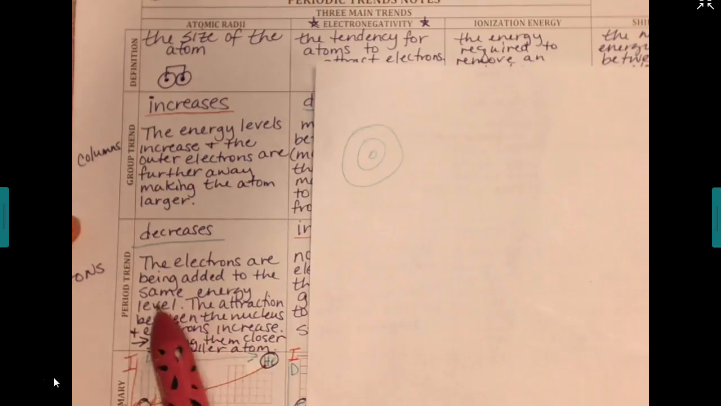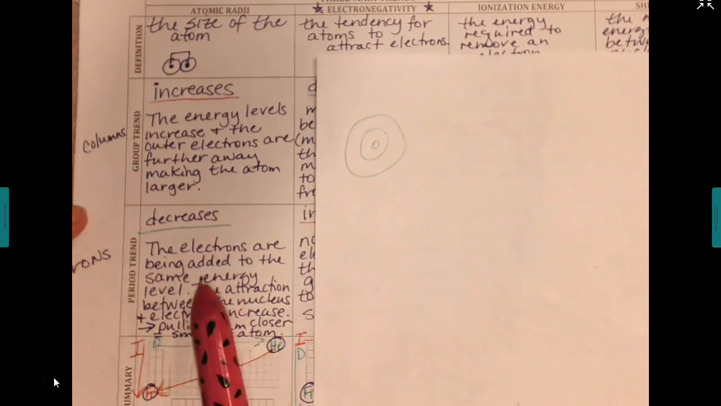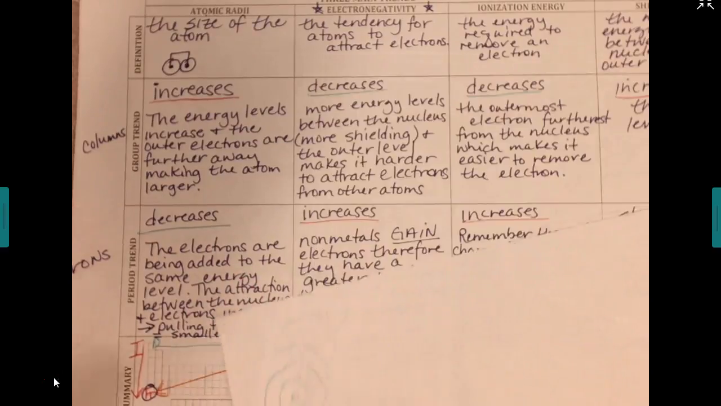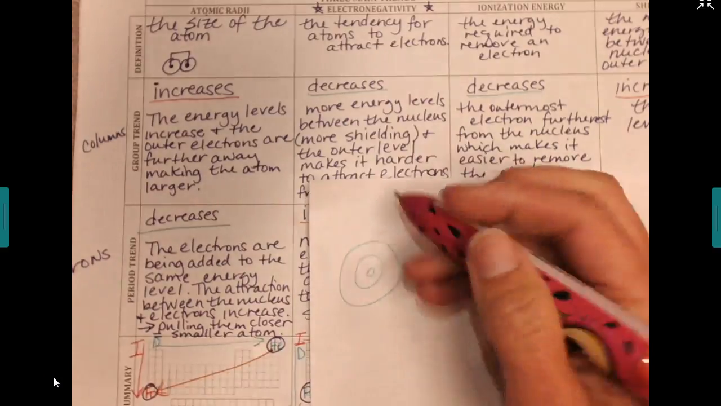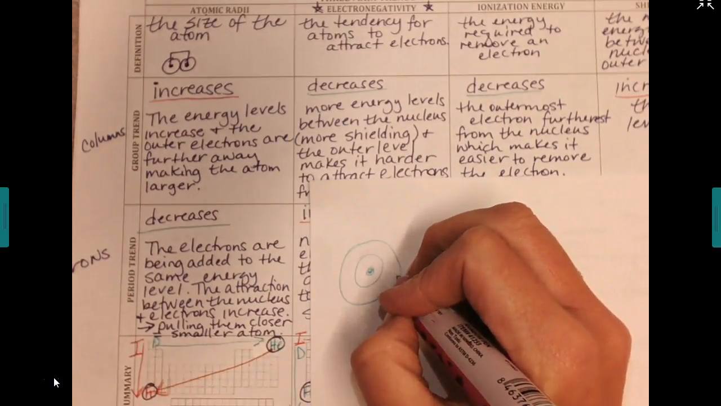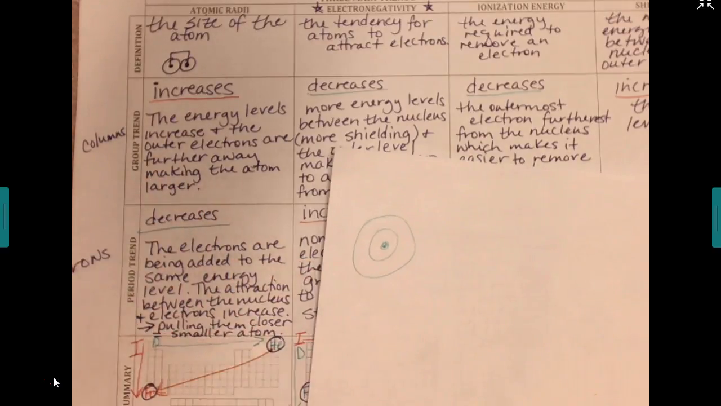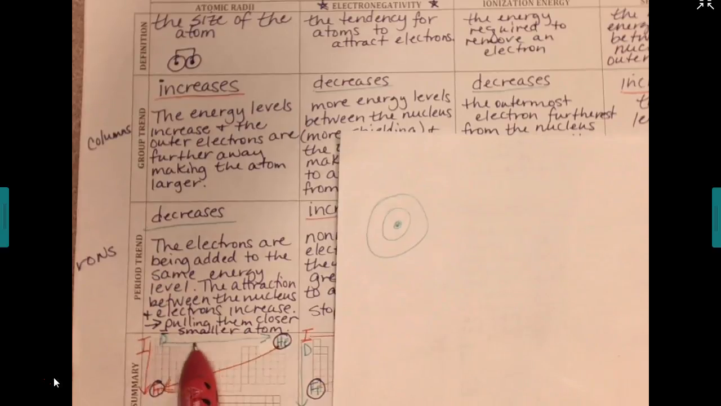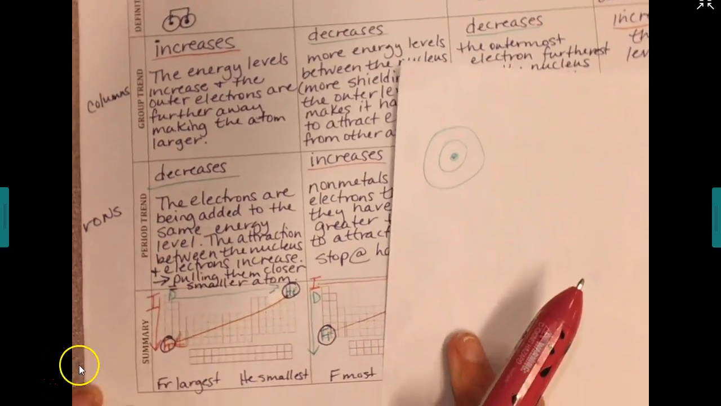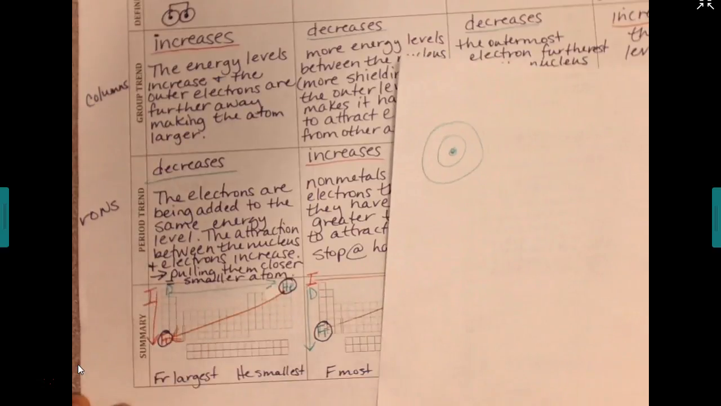As we go across the period, remember we end a sentence with a period, the electrons are being added to the same energy level. The attraction between the nucleus and the electrons increases, pulling that atom tighter and closer together. So we decrease as we go across the periodic table, and we increase as we go down.